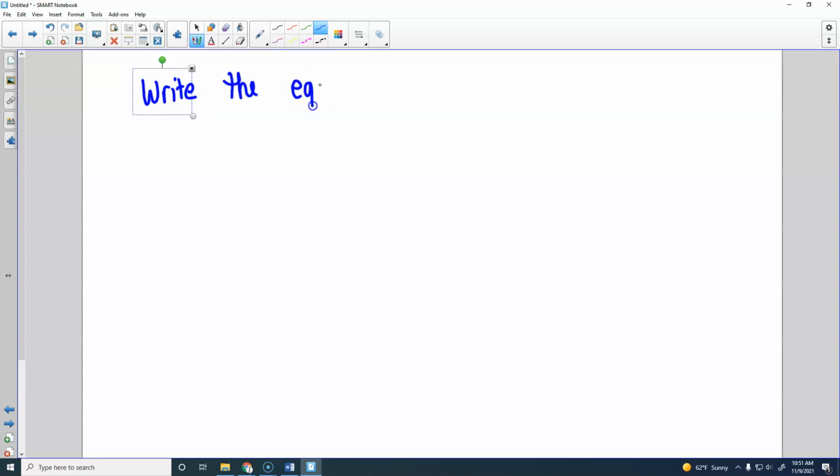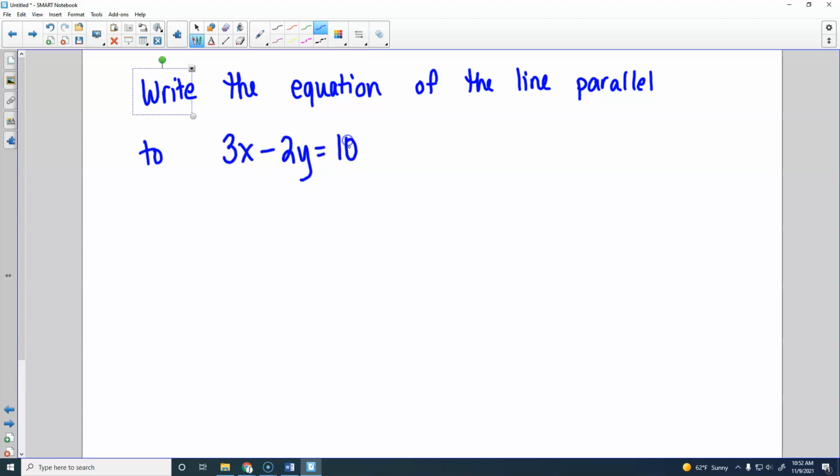Write the equation of the line parallel to 3x minus 2y equals 10 that passes through 8, 5.